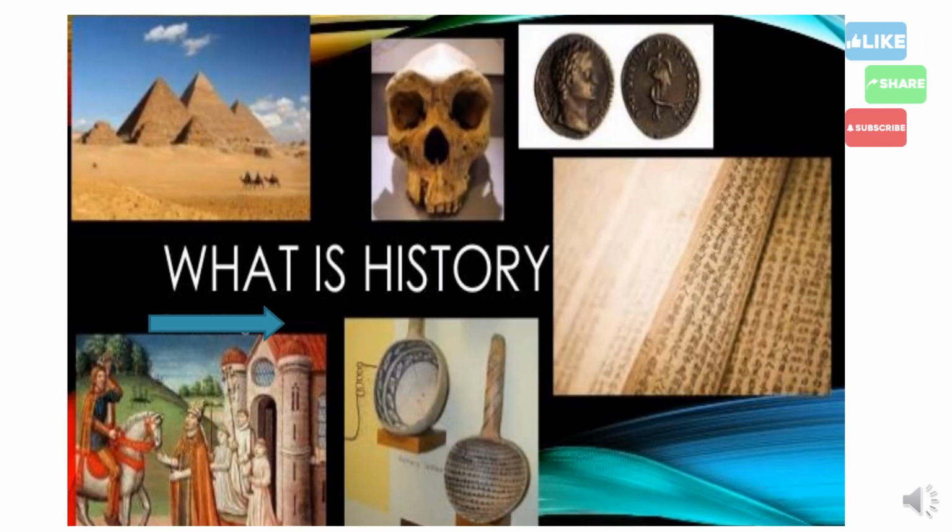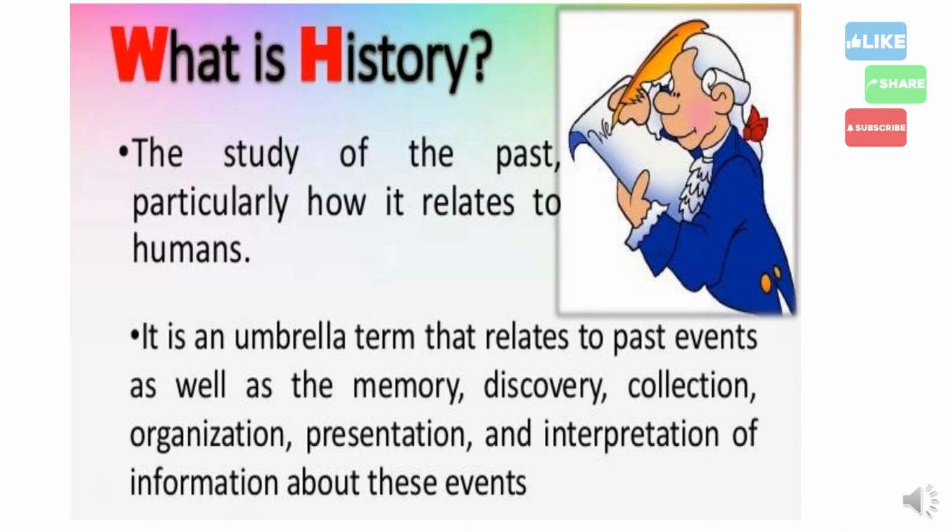Now, what is history? As we see in the slide, there are different traditions or different time periods mentioned in the picture. So this is called history. Now, what is the definition of history? The study of the past, particularly how it relates to humans. It is an umbrella term that relates to past events as well as the memory, discovery, collection, organization, presentation, and interpretation of information about these events.